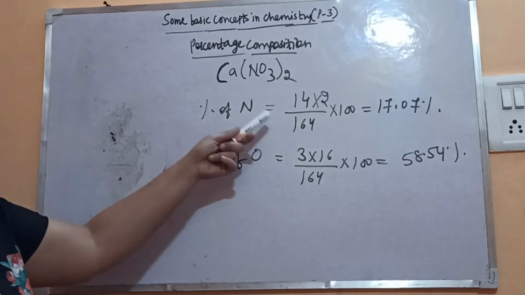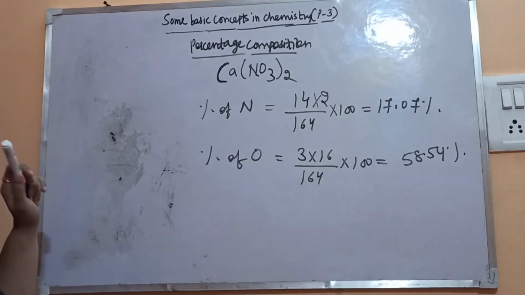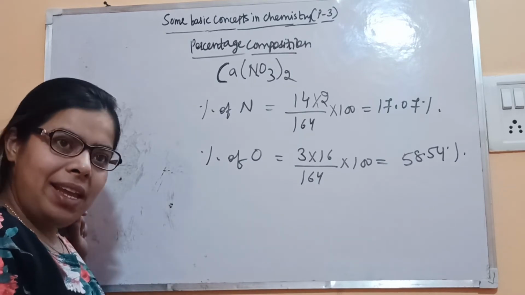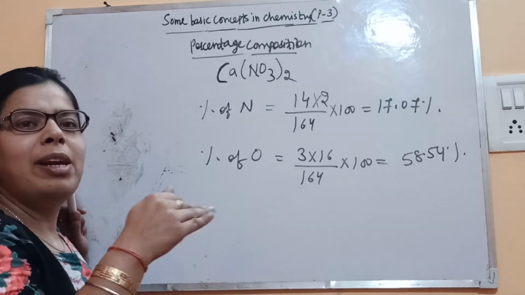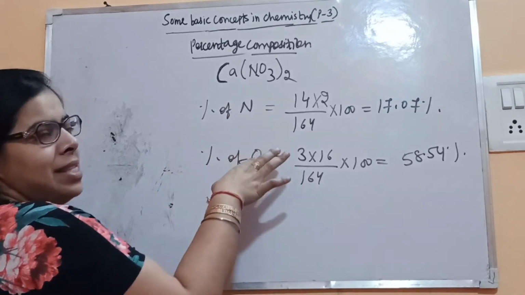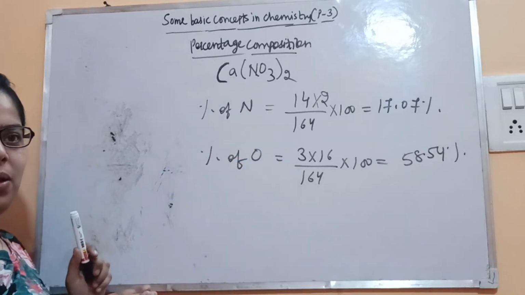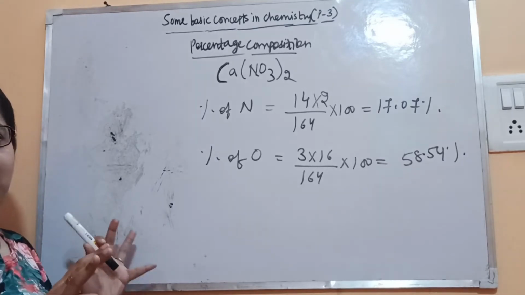So this is the composition: calcium is this much present, nitrogen is this much present. That's why it's the relative mass of the constituting elements in 100 parts of it by mass. Which mass? It's atomic mass. Is it clear? Okay. I hope I am clear till here.